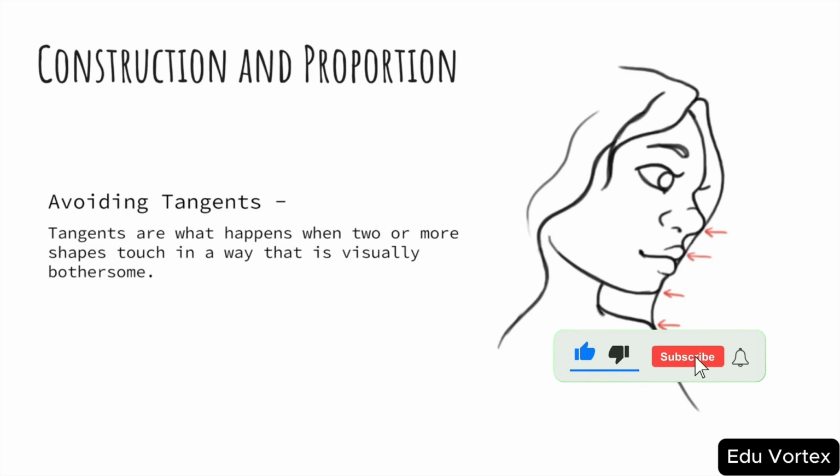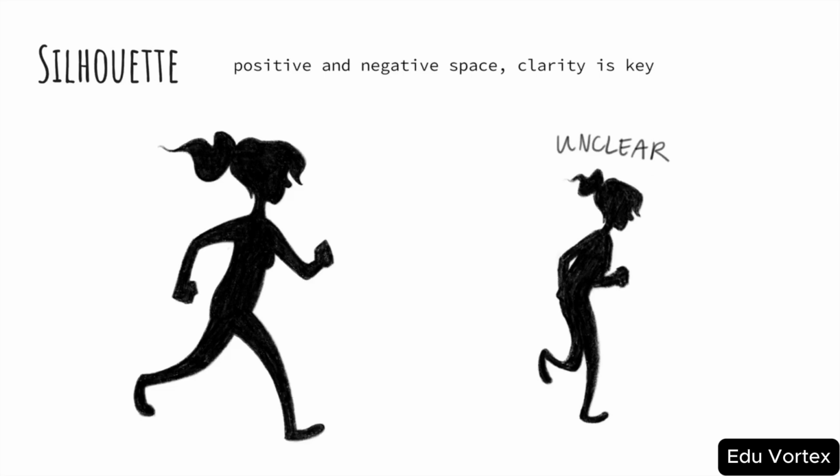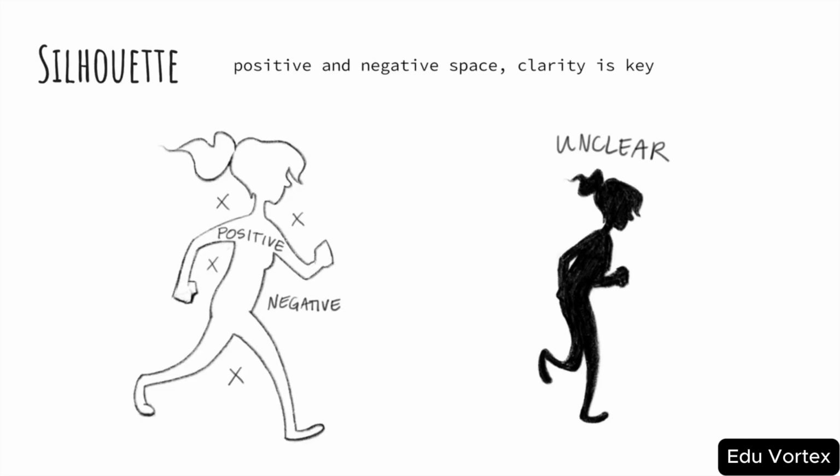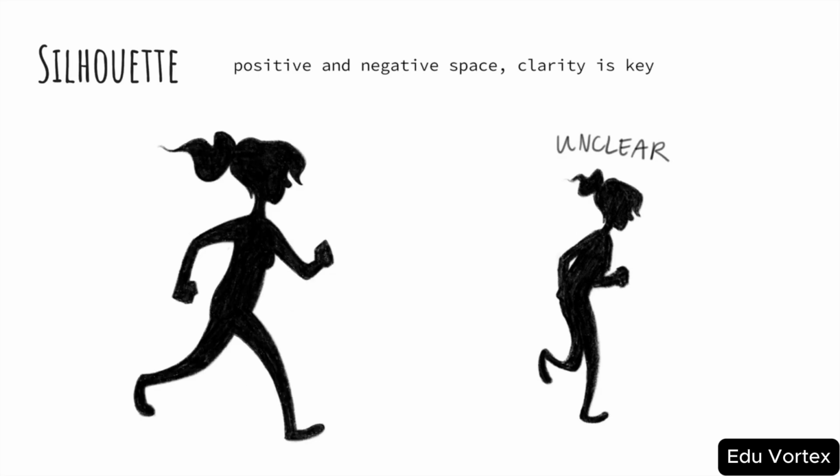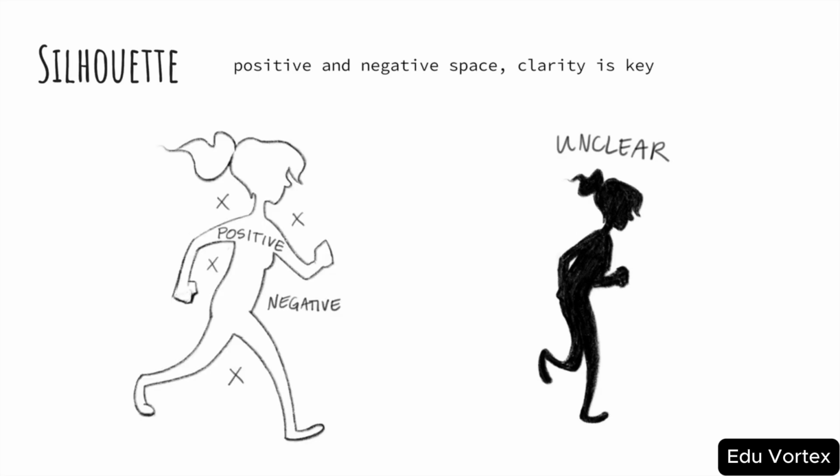So these are just little things you have to try to look out for, and it will become easier to catch them the more you practice. When it comes to silhouette, you want to look out for your positive and negative space and understand that clarity is key. It's about choosing poses that convey the most information about what you're trying to portray. If the action is clear in the silhouette alone, the pose will automatically be stronger.